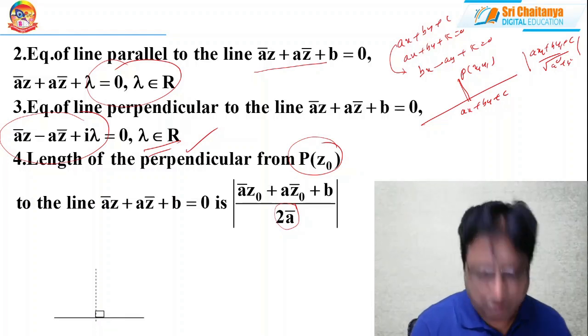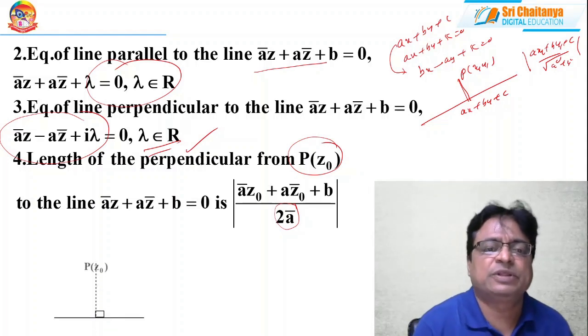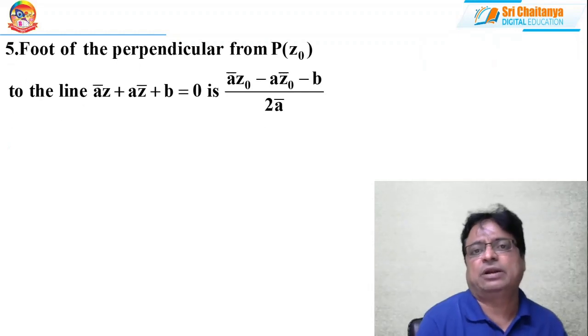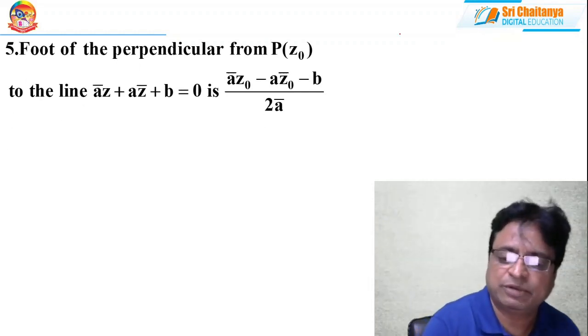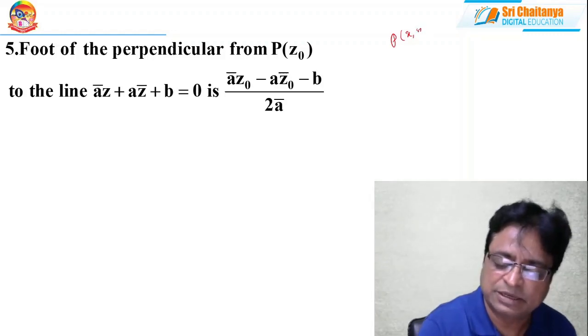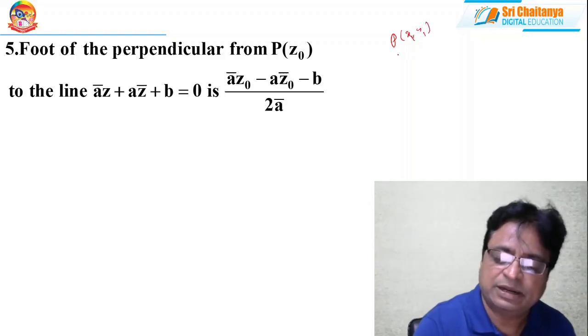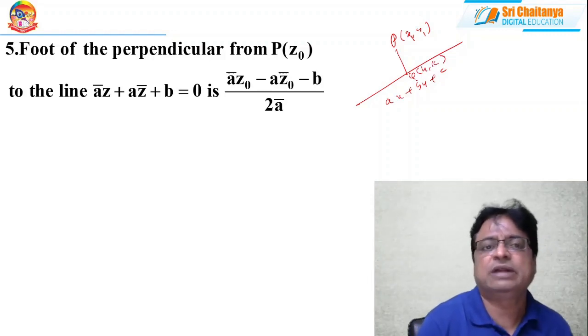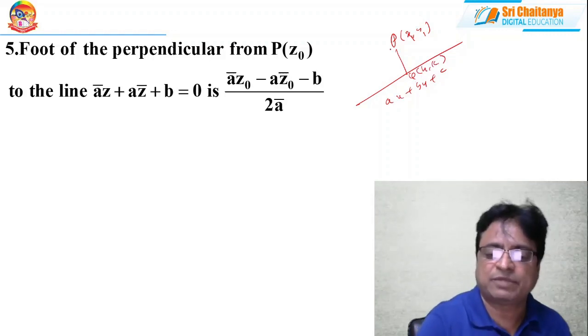Okay, friends. Now, this is about the diagram. This is the length of the perpendicular drawn from P(z naught) onto this line. Now, similarly, the foot of the perpendicular drawn from the point P(z naught) onto the line. If P(x1, y1) is a point, what is the foot of the perpendicular? Suppose this is (x1, y1) and this is a line ax + by + c = 0, and this is Q(h, k), the foot of the perpendicular.